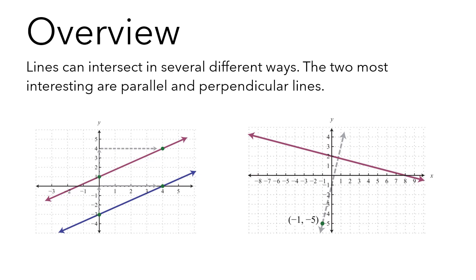Two lines are parallel if they have the same slope. In other words, they go side by side like this. And they are considered perpendicular if they intersect in such a way that they create a 90-degree angle.